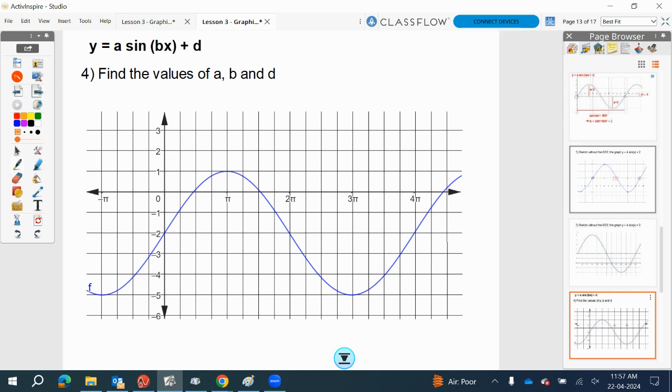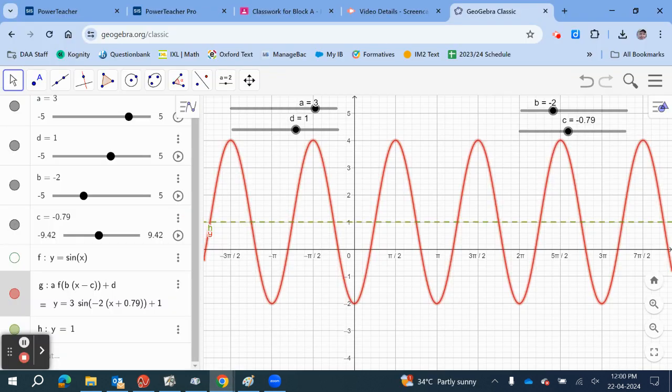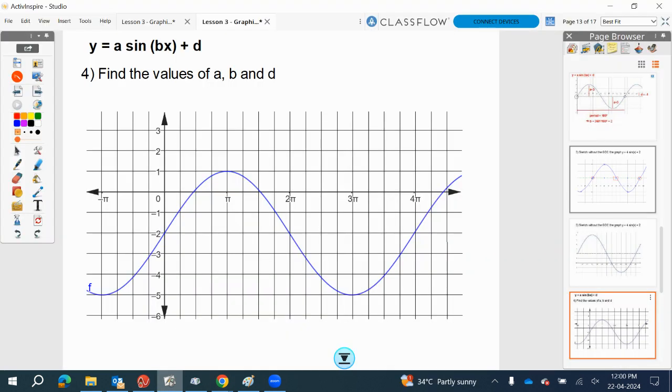Okay, so find the values of A, B, and D for this graph. Straightforward. So let's have a look. What have we got here? From analyzing the graph, I'm looking here first. This goes from here to here. These are the most distinct points. This is at 1. This is at -5. What's the difference between those? That's 6. So A is equal to 3.